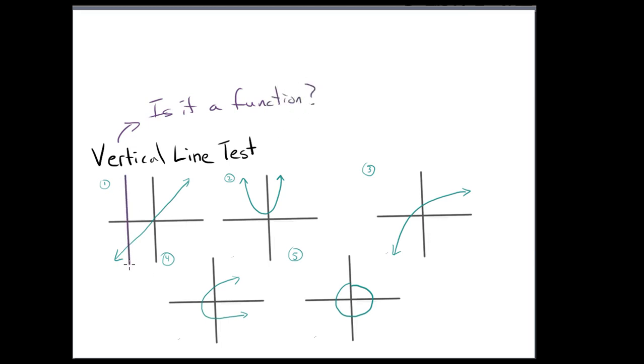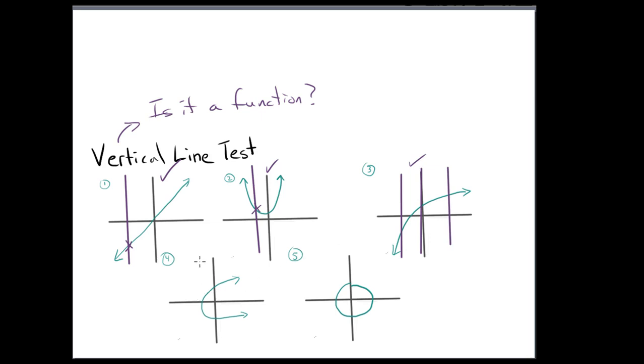Simply put, I take a vertical line, and if it passes only once, then yes, it's a function. If it passes through the function only once, then yes, it's a function. And that's anywhere along the line. It has to be only once, then it's a function.